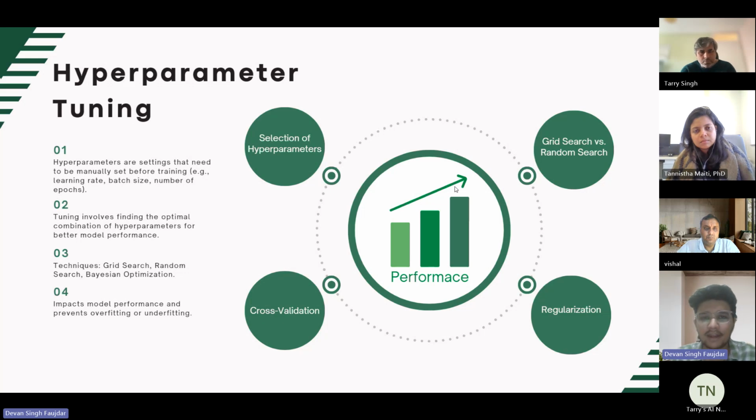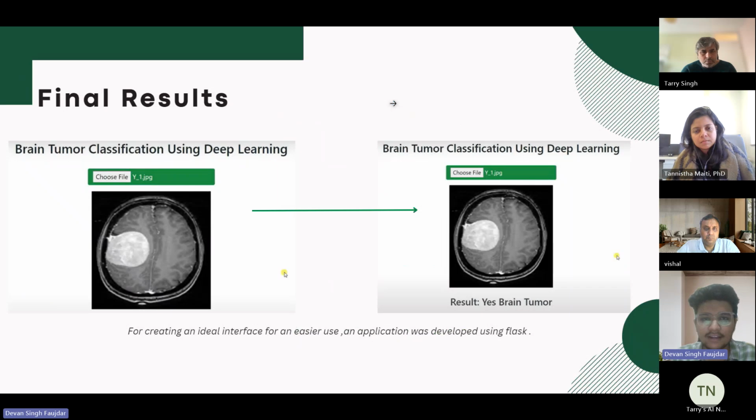And post the hyperparameter tuning, we had our final results. For making an ideal interface for anyone who wants to use this model and classify and find the nature of an image, we used a Flask app that is basically used to create the front end of our project. So as you can see on the screen, we had an image that contained a brain tumor.